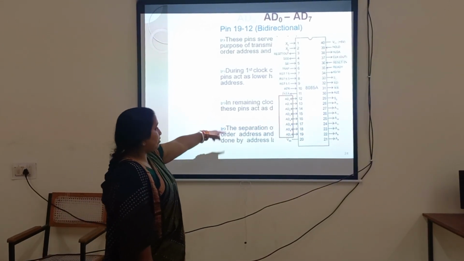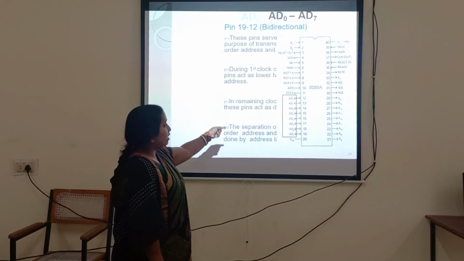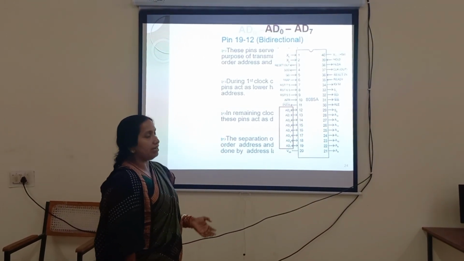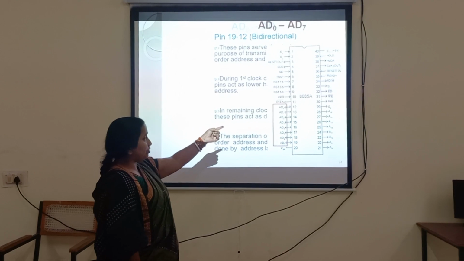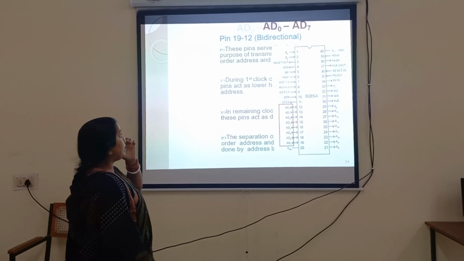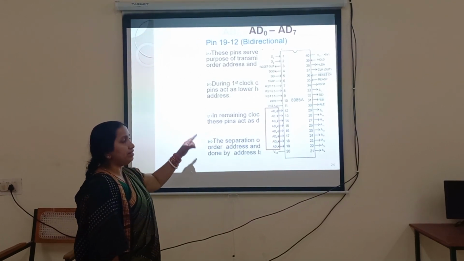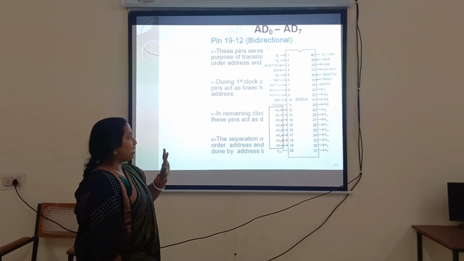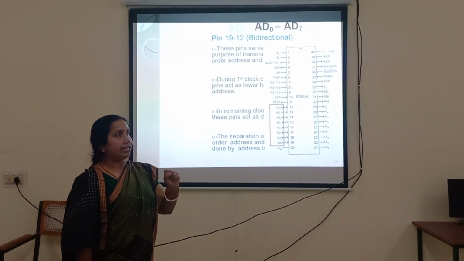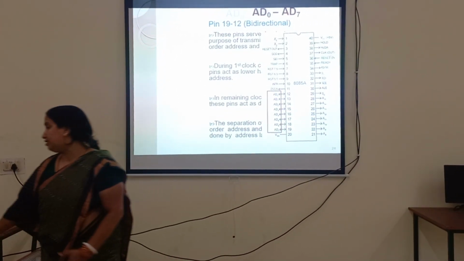Here we can recognize AD0 to AD7. That means the lower address and the data are combined and multiplexed to represent both address and data. That is AD0 to AD7, which is represented by pin numbers 12 to 19. This pin serves the purpose of transmitting the lower address, and this can be explained in the timing diagram, where by using the address latch enable, it can be demultiplexed, so the address and data can be separated.